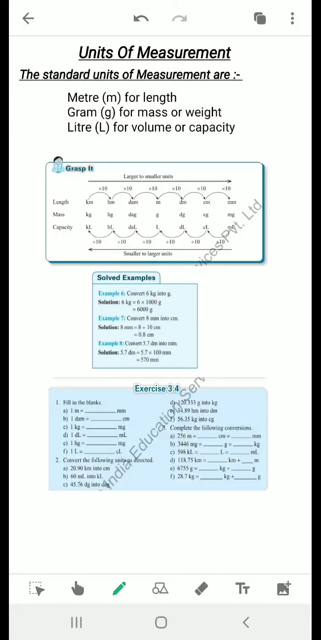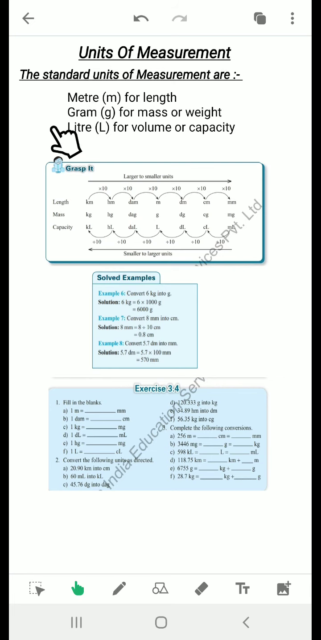Students, in this video now I am going to explain a new topic, that is units of measurement. Actually this topic is not new for you because you already learned about the units of measurement. The standard unit for measurement of length is meter, for mass or weight the standard unit is gram, and for volume and capacity the standard unit of measurement is liters. Okay, so these are three standard units of measurement.